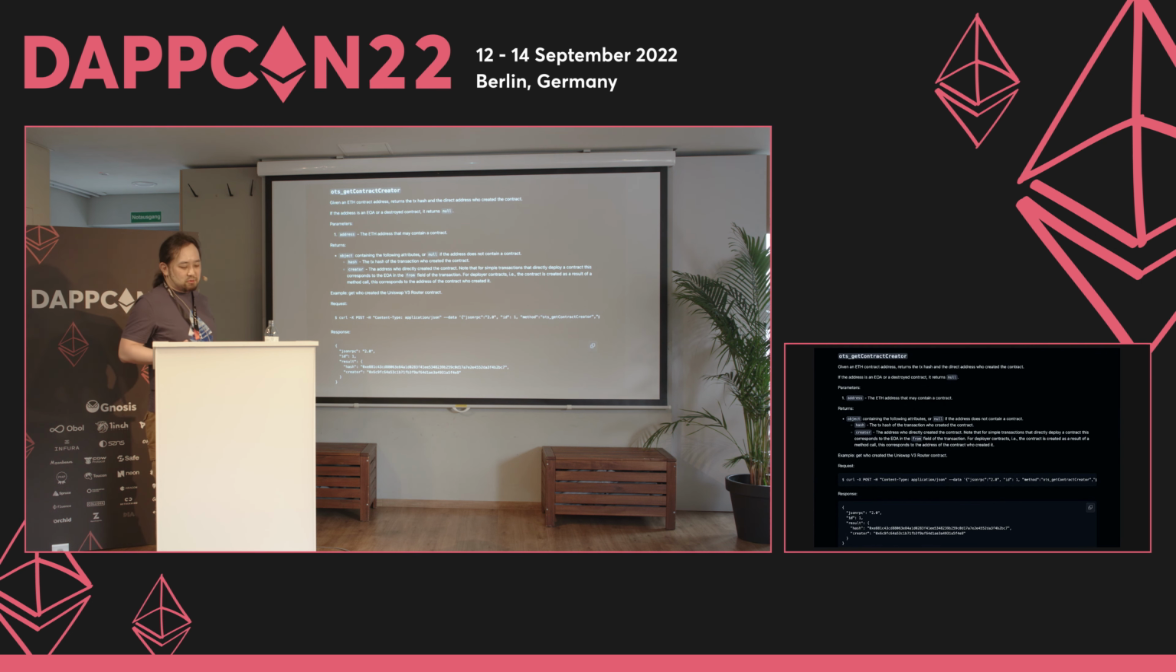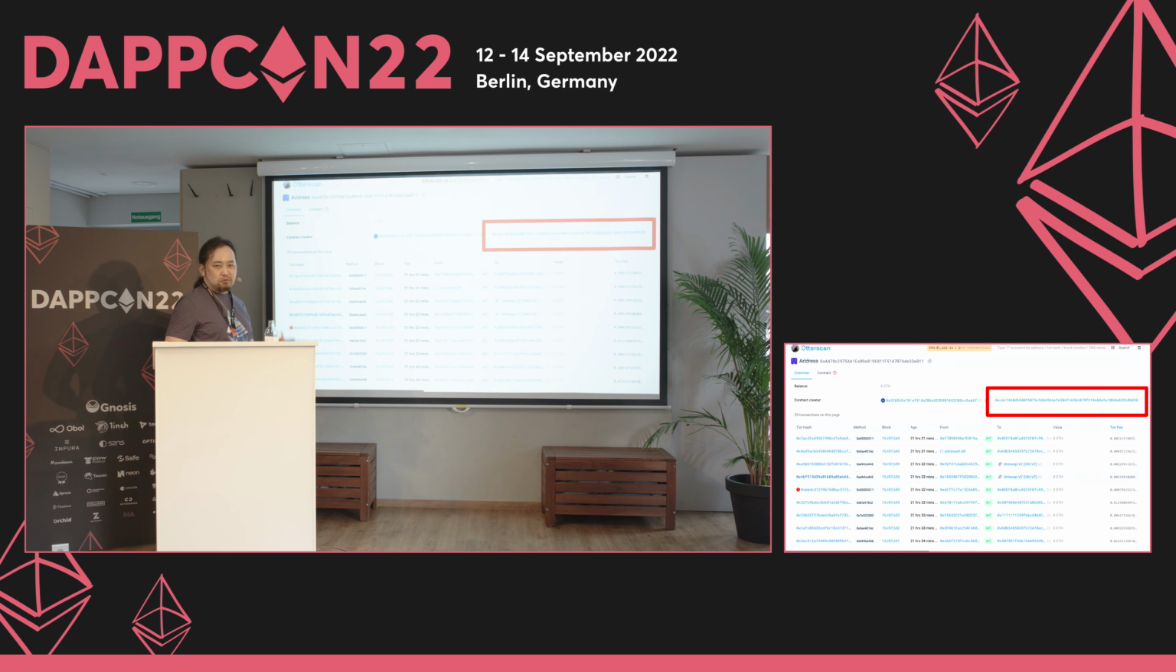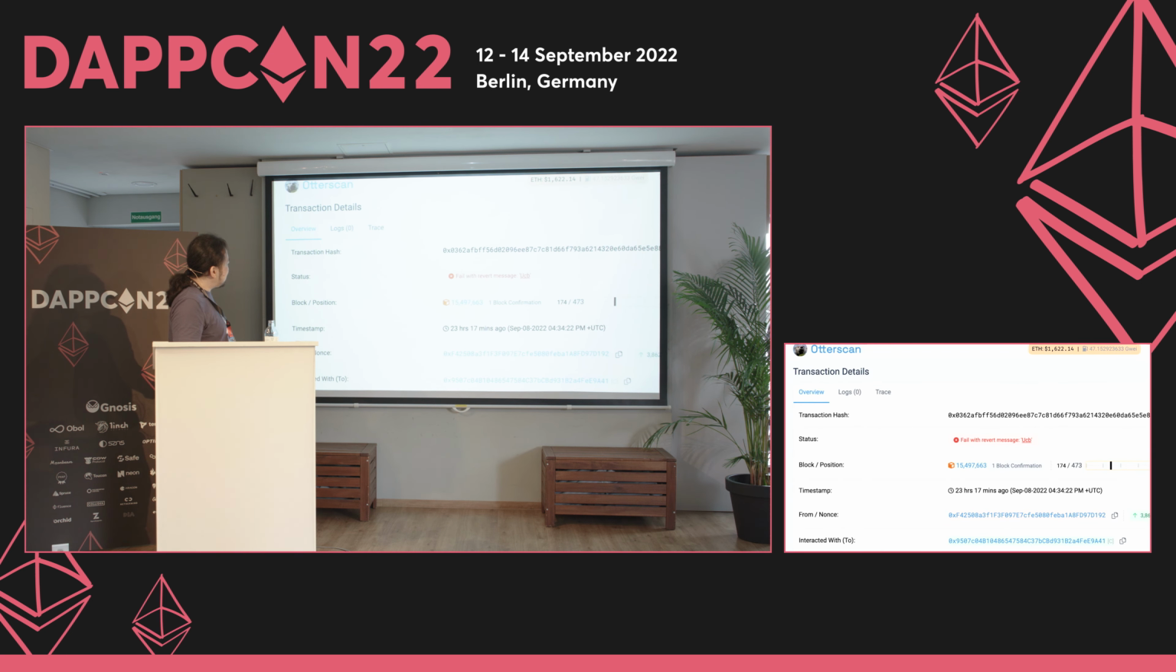Let's take a look at some examples. Here we have the ots_getContractCreator method. It allows us to give a contract address and get the address that created this contract, and also the transaction hash of when it happened. It also works with deployer contracts. Another example is ots_getTransactionError, which is very self-explanatory. It allows us to get the error message given a failed transaction.